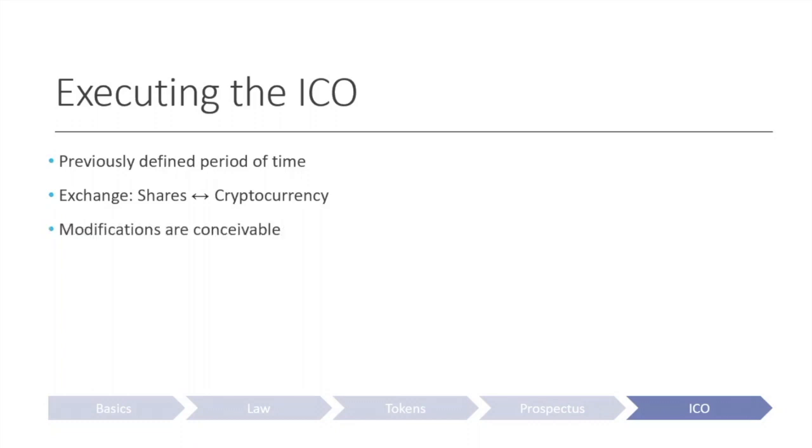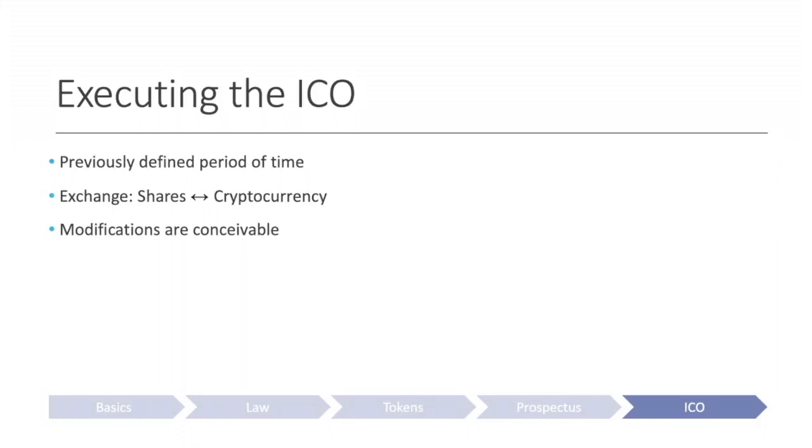For example, there could be a pre-ICO where some shares are offered at a lower price for investors who are willing to buy first. Also, an auction-based pricing model or incentives for investors, for instance, 1 free share per 10 paid shares, are conceivable. However, such modifications should be legally checked beforehand.